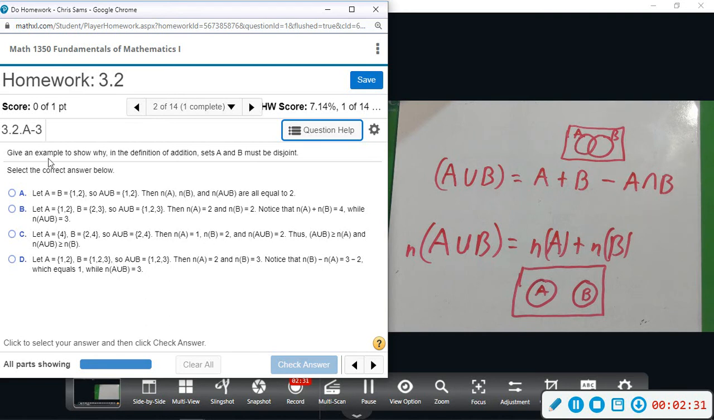So let me look further to see exactly what they want. Let me look at D: {1, 2} and {1, 2, 3}. A union B would be {1, 2, 3}. Then 2 and 3. Note, since the number of elements in B minus A is 3 minus 2, which equals 1, while this, that is true.